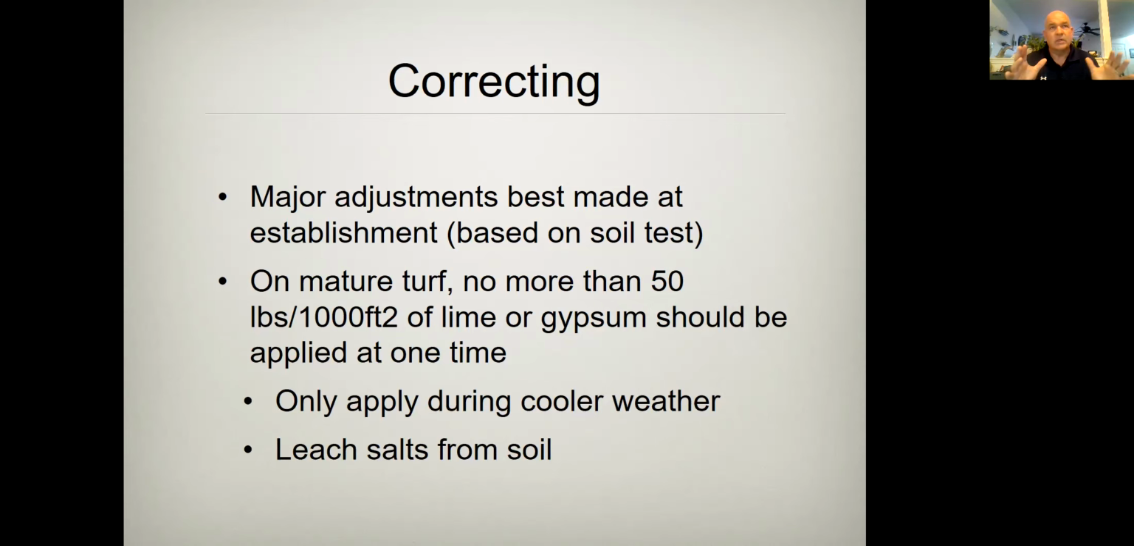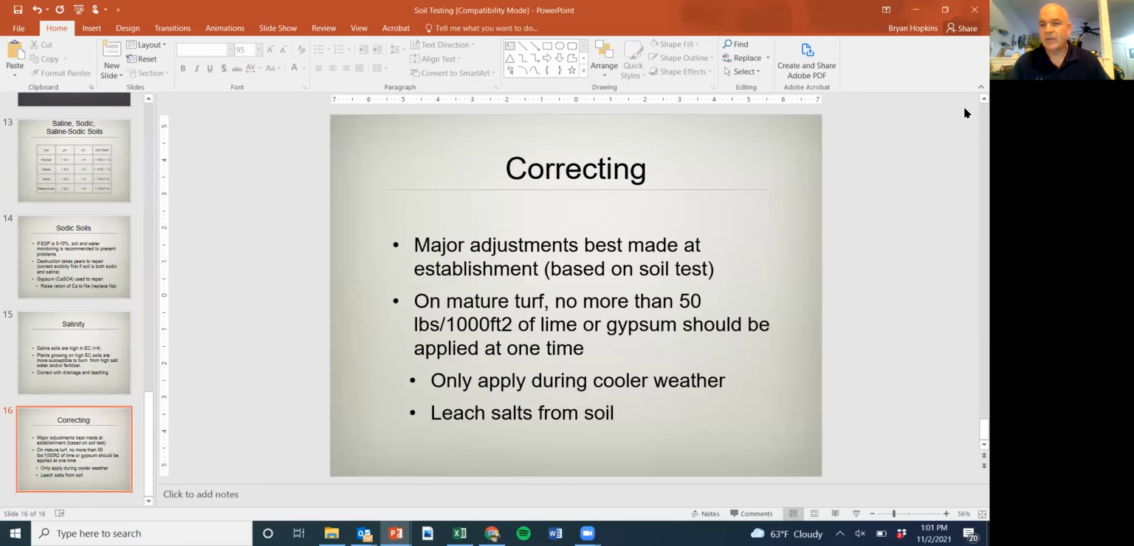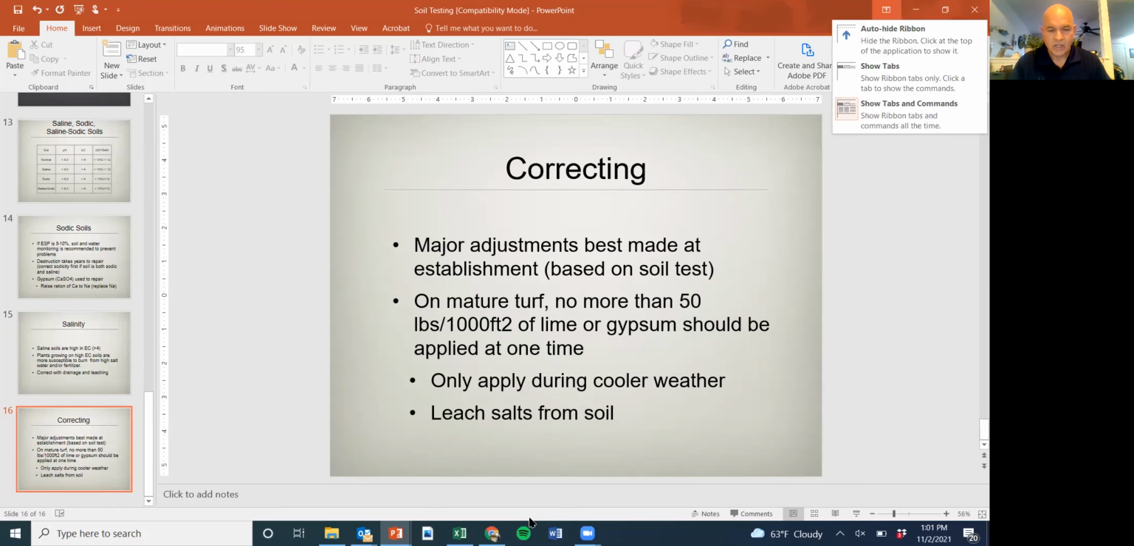In both of those cases, we're usually applying large quantities, much more than we apply as fertilizer. And we want to be careful not to overwhelm the grass by covering it with a whole pile of this stuff. We usually do it during cooler weather. So, okay, that's a little presentation that we have there. Let's just look at a couple of other things.